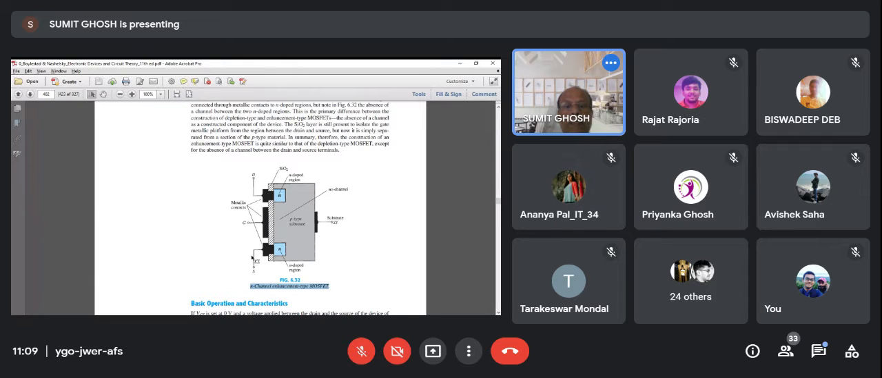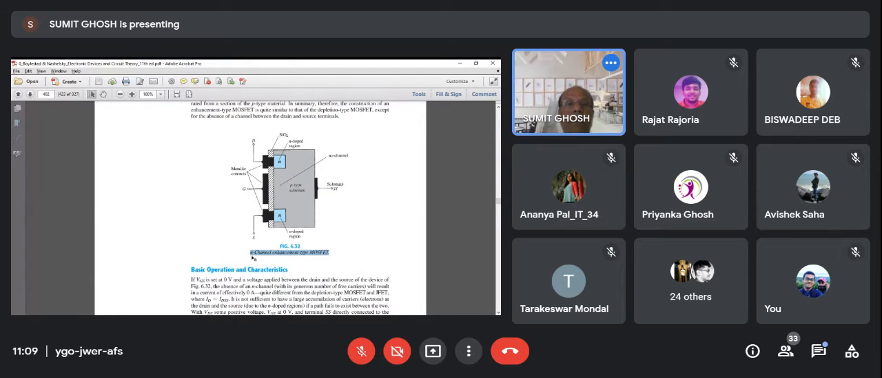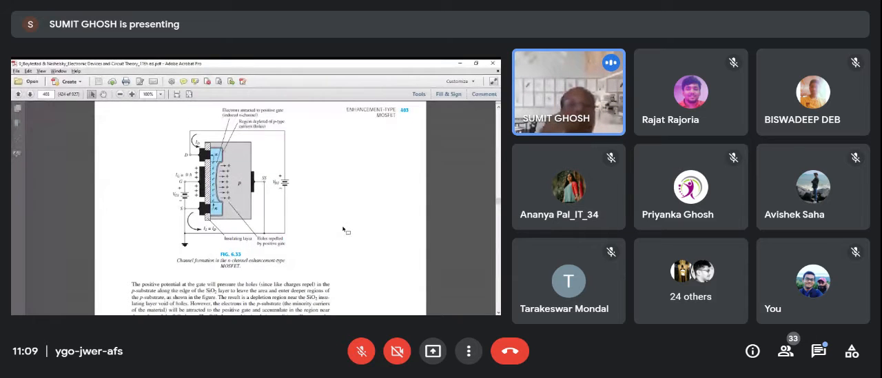So let us see how it works. Here you can see that the substrate and the source are shorted to each other, and the source is at ground. And what else do you see? The drain source voltage is such that the drain is at a positive potential with respect to the grounded source. The source is at ground and the drain is at a positive potential.